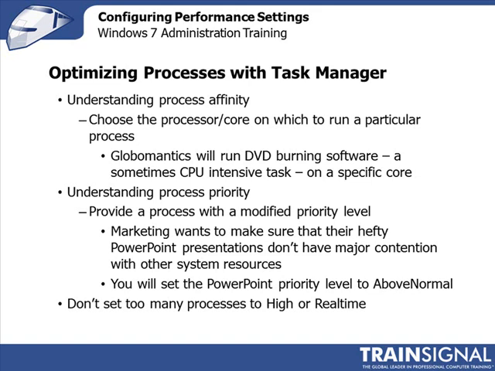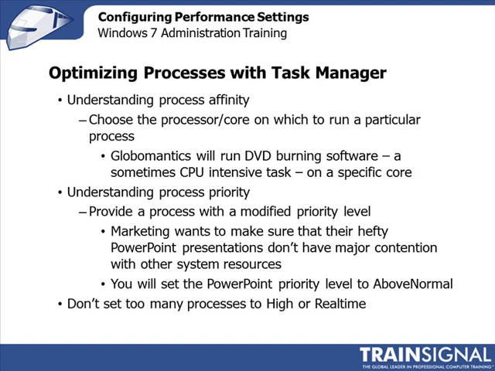First of all, you can choose what's called Managing Process Affinity. What this does is allow you to actually choose the processor and/or processing core on which to run a particular process. In the case of GlobalMantix, they're going to be running a relatively CPU-intensive DVD burning software package. They want to make sure this runs on a specific core that they've noticed doesn't get used very often by their other software. The reason they want to do this is to make sure that the user who happens to be running this software doesn't get their system bogged down by this DVD software as much as it would if they were running it on the same core as all of their other software.